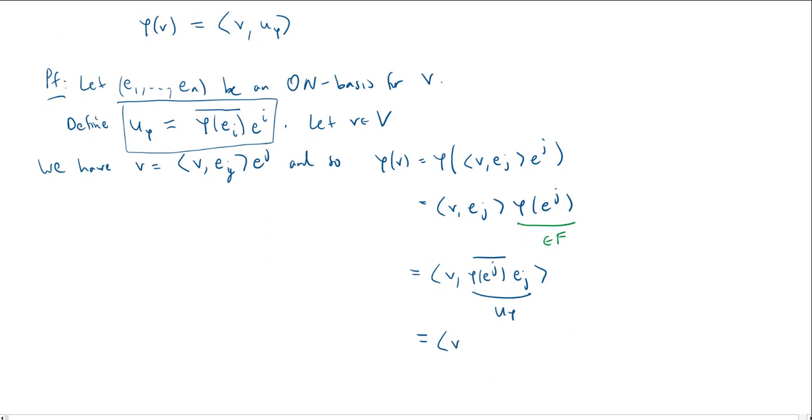And therefore, if we apply phi to v, it's actually the same thing as taking the inner product of v with our proposed Riesz element u sub phi. Okay, there we go. We've found the Riesz element. We have verified the existence portion of the Riesz representation theorem.